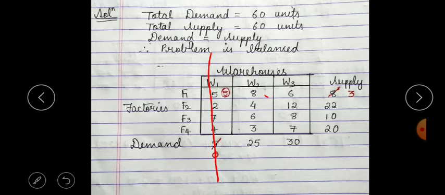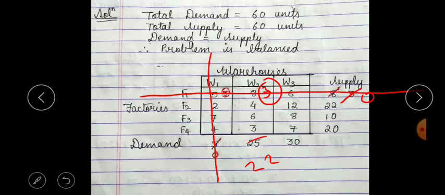So I'll be writing 3. I have allocated 3, and I am reducing 3 from both sides. So here it is 0 and here it is 22. Which has become 0, row or column? The row has become 0, so I am cancelling out the entire row.